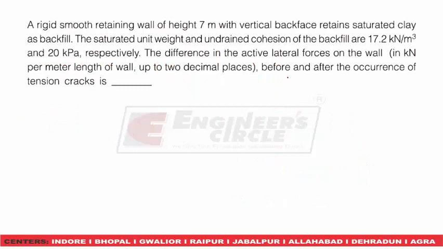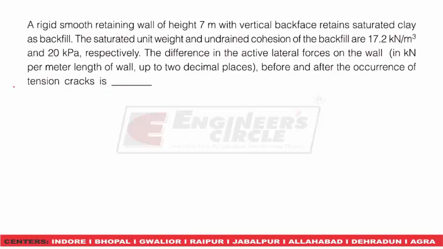The next question is: a rigid smooth retaining wall of height 7 meter with vertical backfill retains saturated clay as backfill. The saturated unit weight and undrained cohesion of the backfill are 17.2 kN per meter cube and 20 kPa respectively. The difference in the active lateral forces on the wall in kilonewton per meter length of wall, up to 2 decimal places, before and after the occurrence of tension crack is.